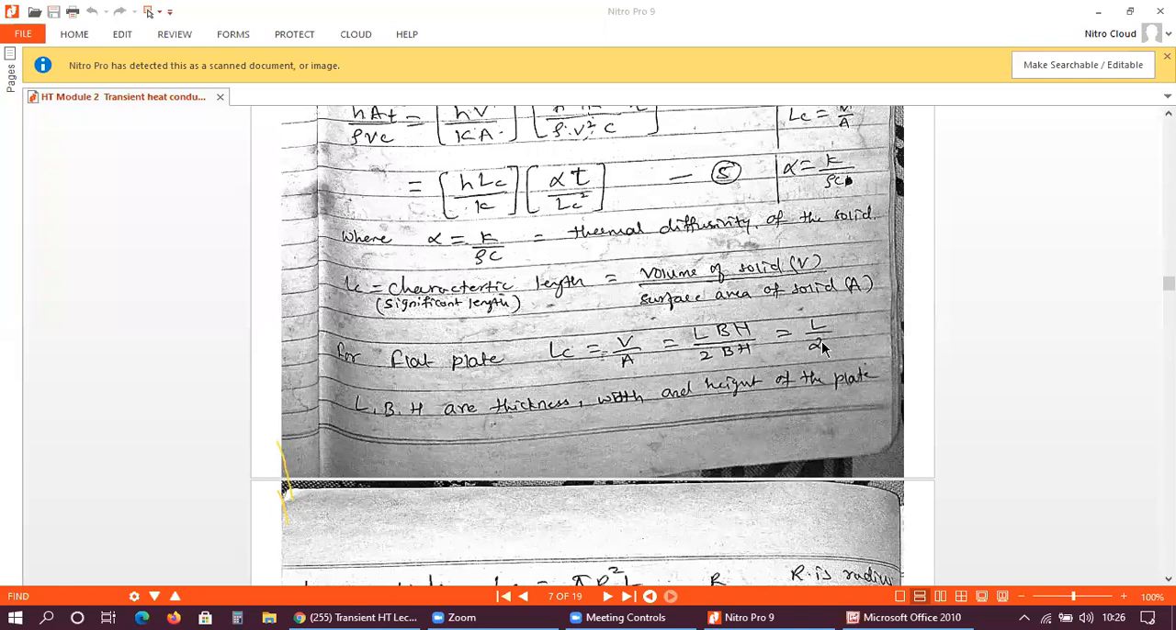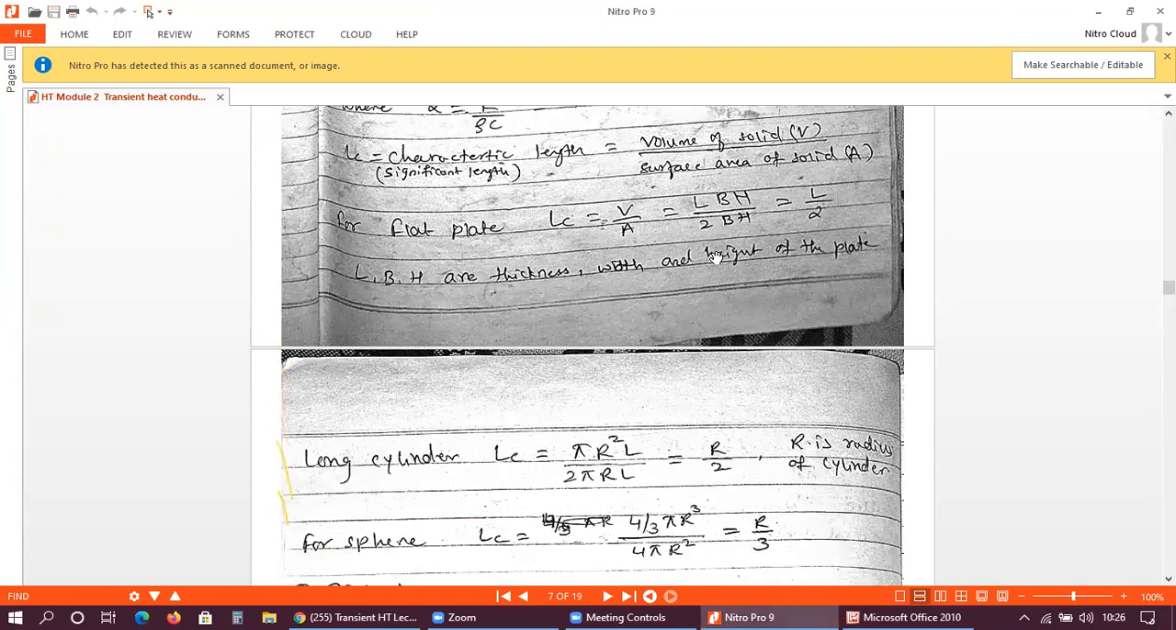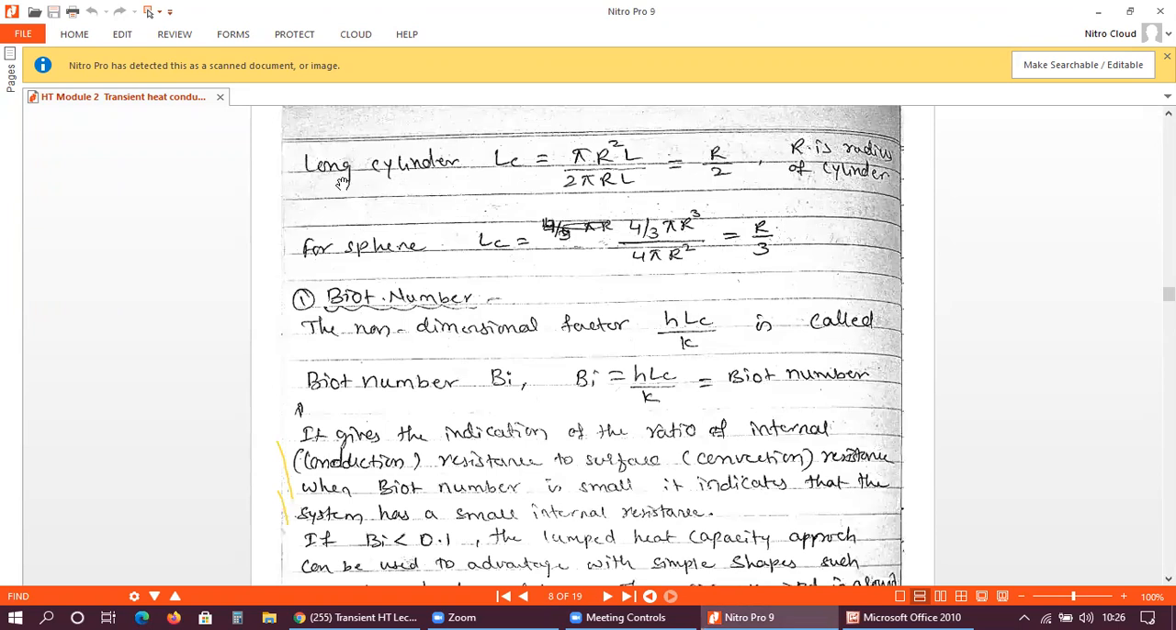Then we'll go with another geometry. If it is a long cylinder, this is the second geometry. The characteristic length, as I told you, is the ratio of volume to surface area. The volume of the cylinder is pi r square L, and the surface area is 2 pi R L, where R is the radius. If you simplify this, it becomes R by 2. R by 2 is the characteristic length for a long cylinder.